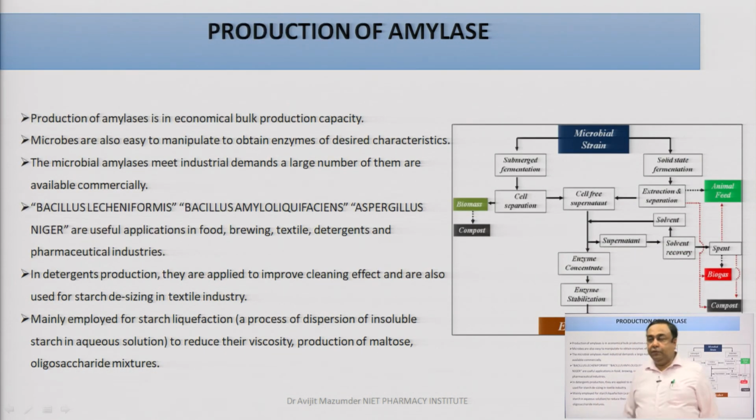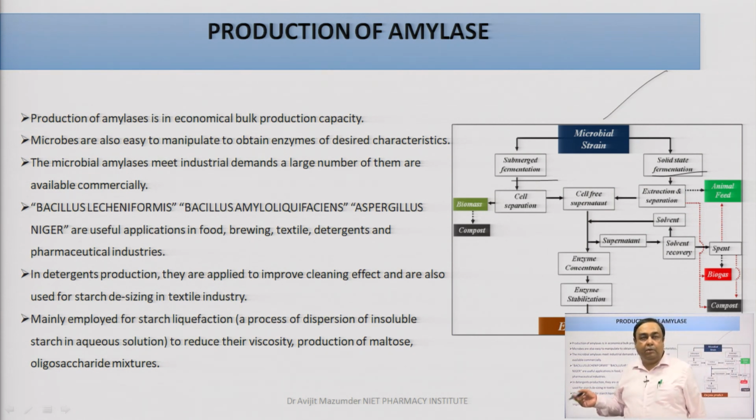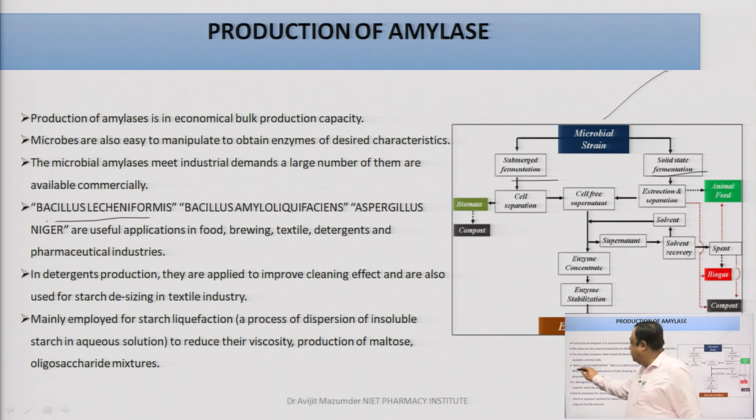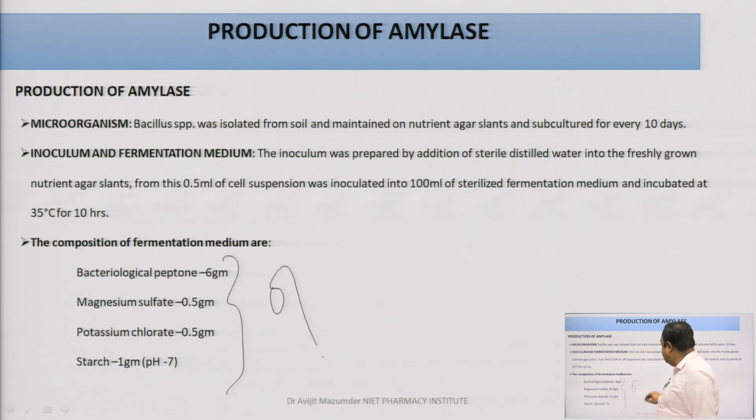This is a chart which shows the production of amylase with the help of a microbial strain, either by the submerged process or by the solid state fermentation process. Bacillus licheniformis is the organism which is commonly used. Next, we are going to production of amylase. These are the optimum media compositions which are used.